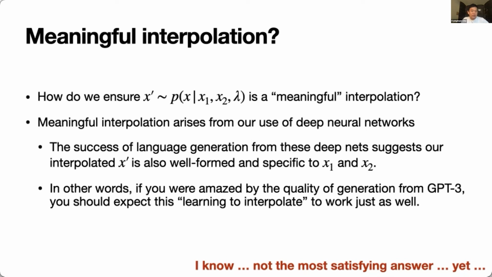If we are indeed amazed by the quality of generation from large-scale language models, such as GPT-3 and, more recently, PaLM, the language model from Google from two days ago, then we should very naturally expect this learning to interpolate to work just as well. Not the most satisfying answer, I understand. However, if we are amazed by the quality of the language generated by language models, then we should be able to trust that this scheme, learning to interpolate, will produce a meaningful interpolation.